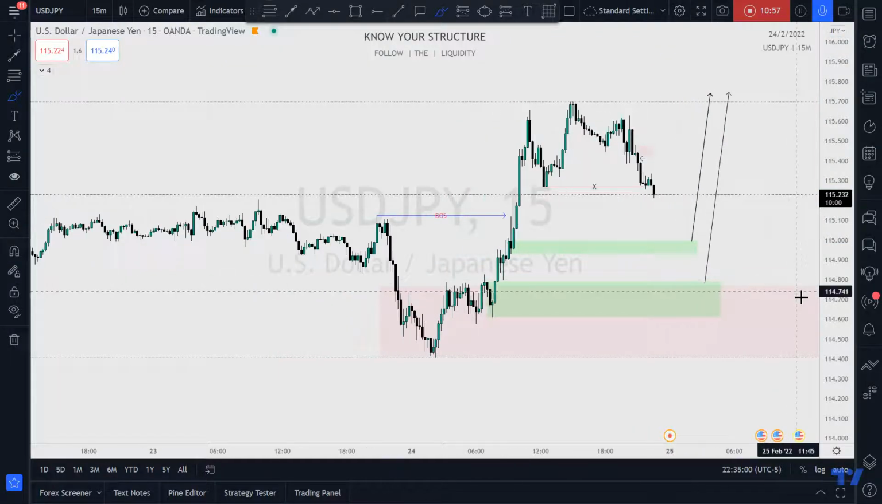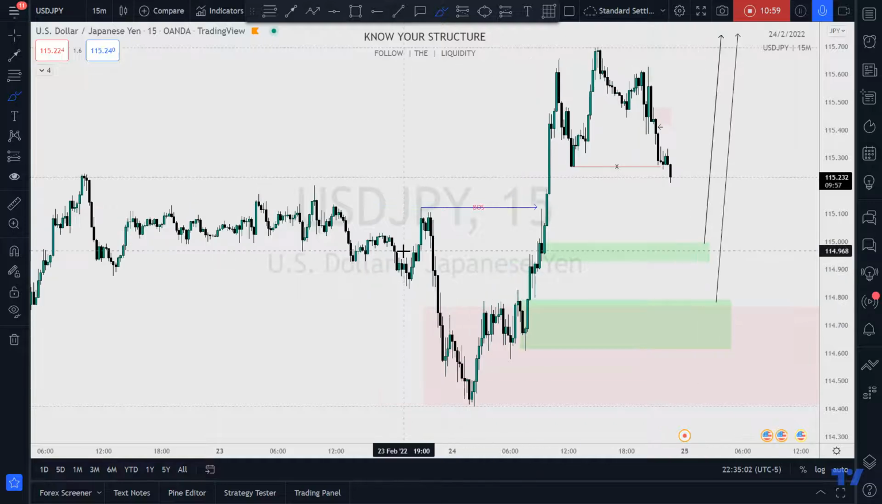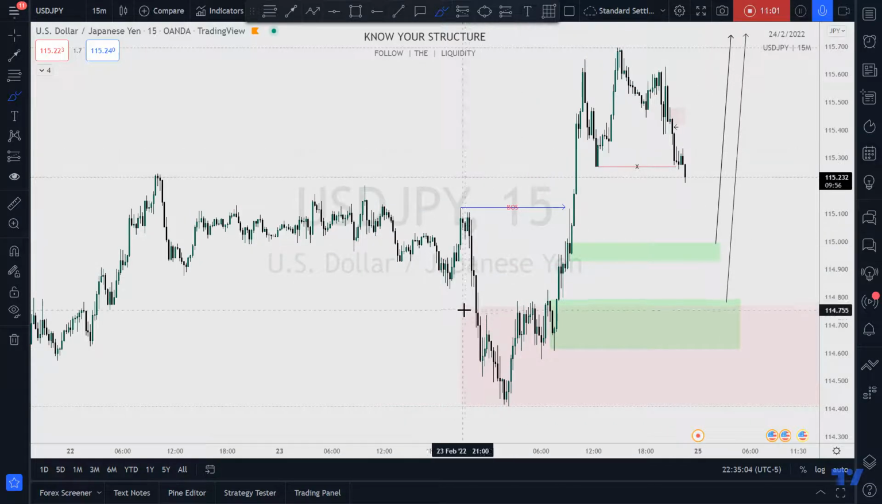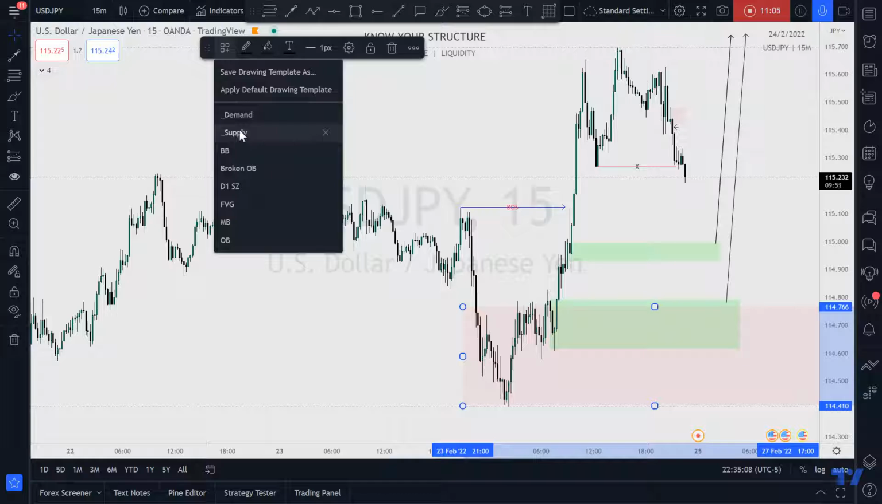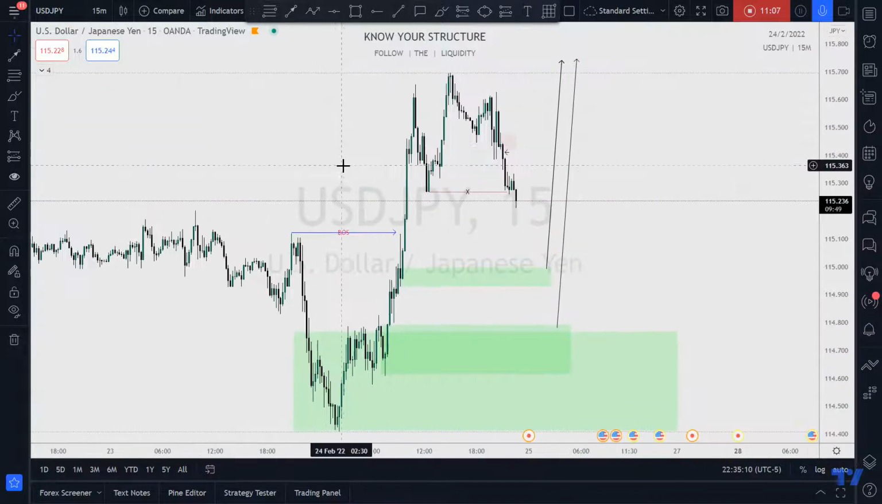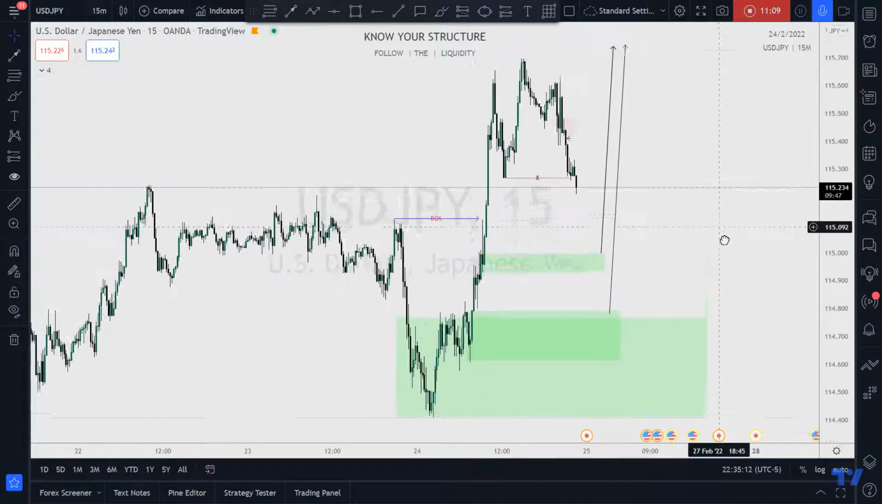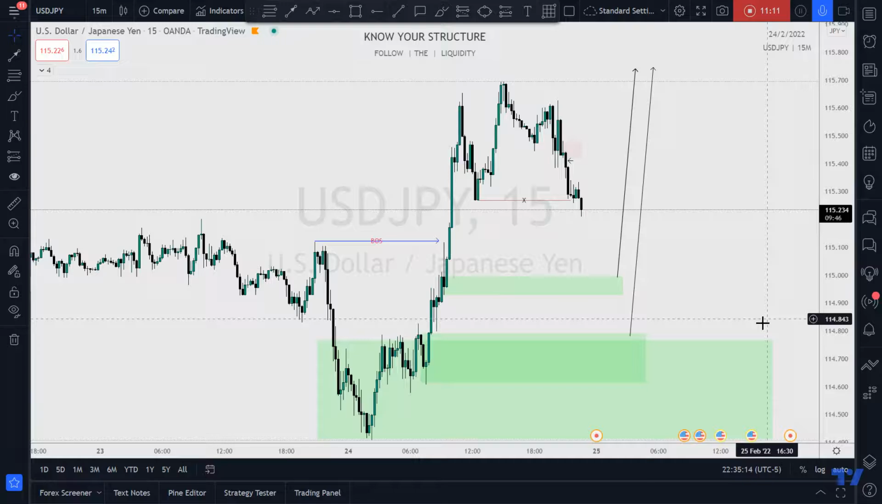All right, and they give the targets for price. Actually, this is supposed to be green. I don't know why it's that color. Okay, so let's take a closer look at this.